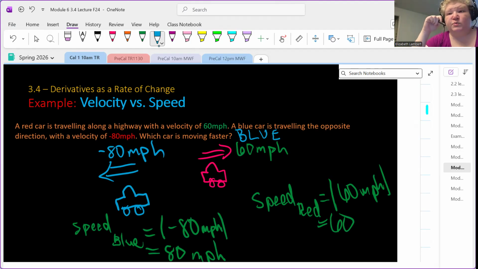Now, if the question was which car is going to get to a particular location first, that depends on where the location is. But for a strict overall who's moving faster, we just care about what the speed is, not which direction they're going in. So we strip away those negatives to talk about speed. We still have to keep the idea that positive versus negative is which direction we're going, and the size of how fast we're going is where speed comes into play.